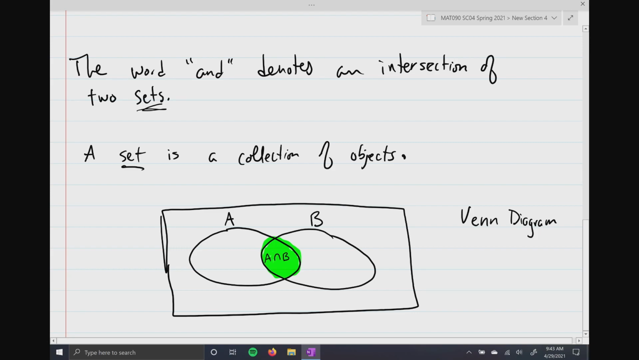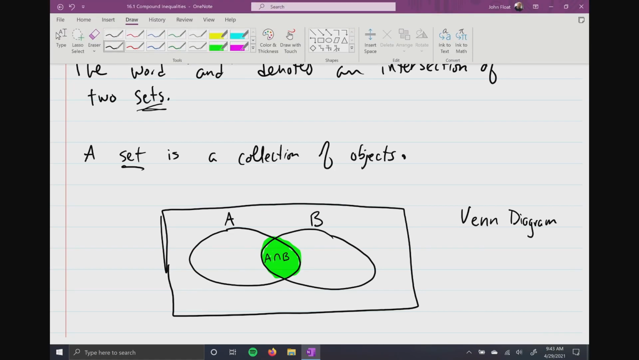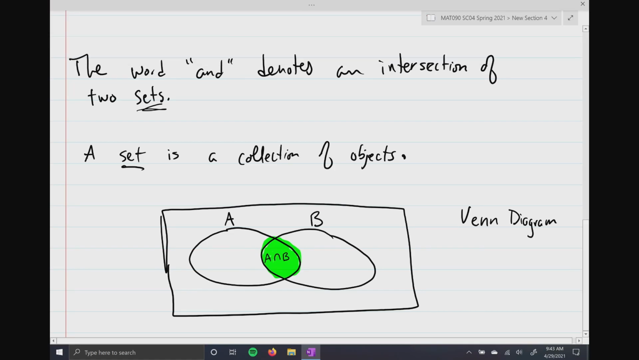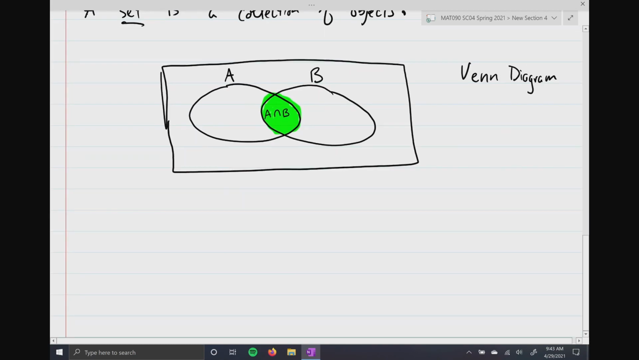Does that make sense, everyone? Are we all on the same page? All right? So, why don't we do an example then? We'll do the "or" next.